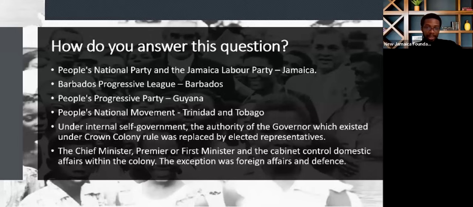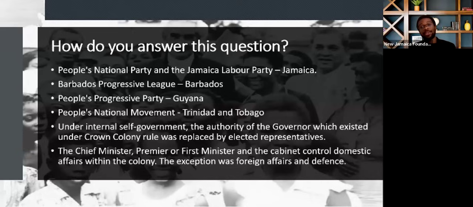So you can start to mention the main political parties: the People's National Party and the Jamaica Labour Party for Jamaica, the Barbados Progressive League in Barbados, the People's Progressive Party in Guyana, and the People's National Movement in Trinidad and Tobago. And then you can look at your own particular country and then their makeup.